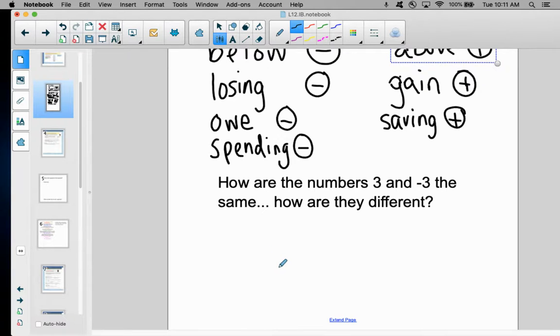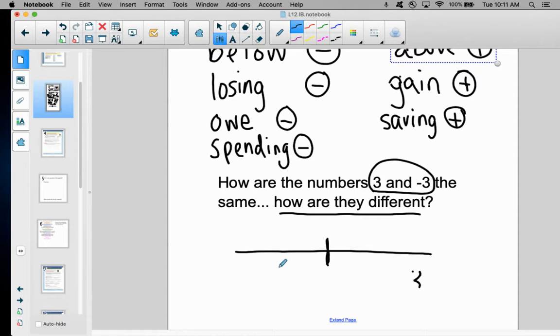We're also going to be talking about how numbers are the same and different, whether they are positive or negative. So positive 3 and negative 3 are different because one is positive and one is negative. I have a quick number line here where I only have 3 tick marks. I'm just comparing the 0 and then positive 3 and negative 3. So one big difference is that one is positive and one is negative.